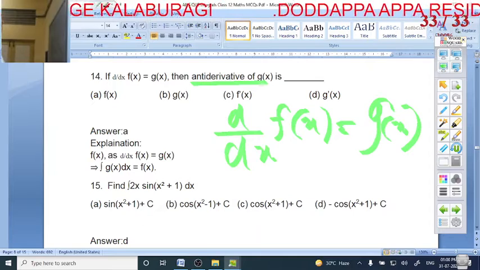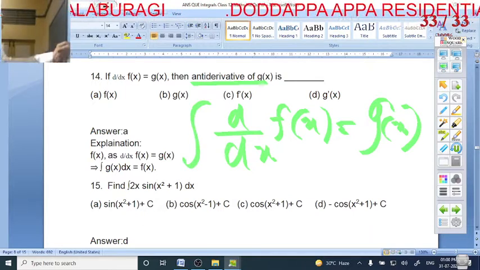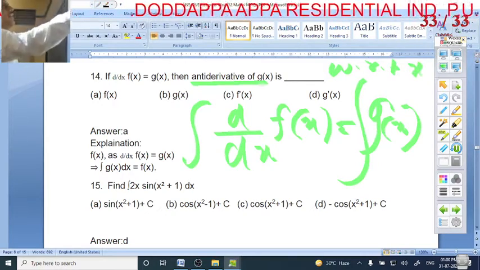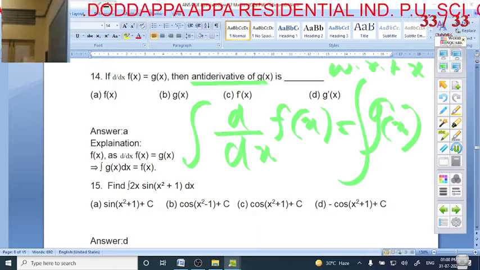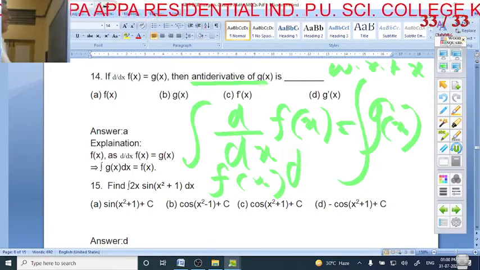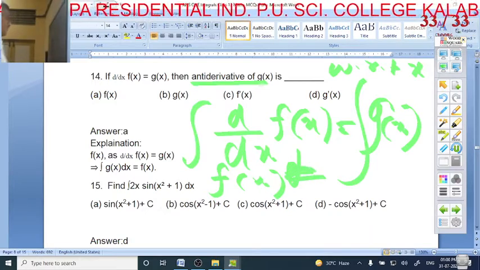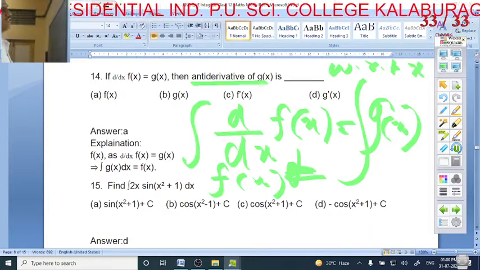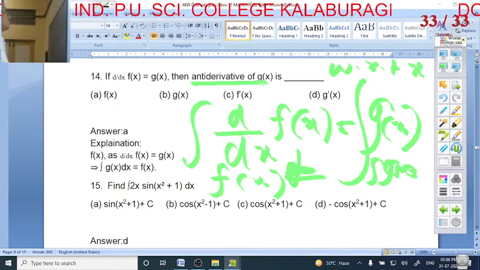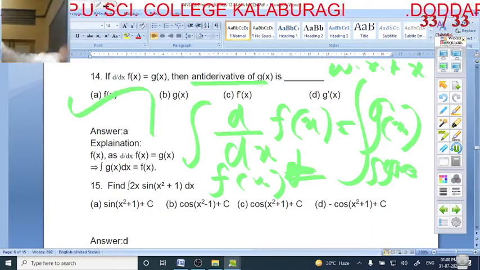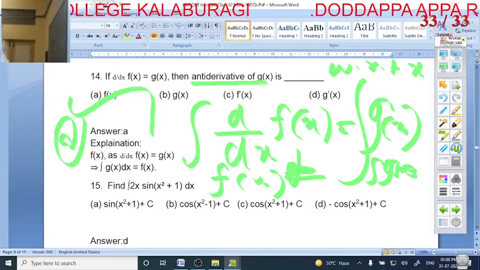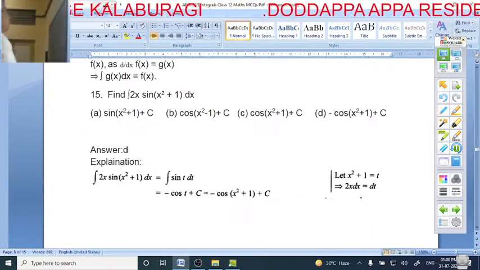Now, just simply integrate with respect to x. Then the integration of the differentiation on this side becomes f of x only, and this is equal to the integration of g of x dx. So hence the integral of g of x is equal to f of x. Answer option A is the correct one. So now we are going towards the next example, 15.